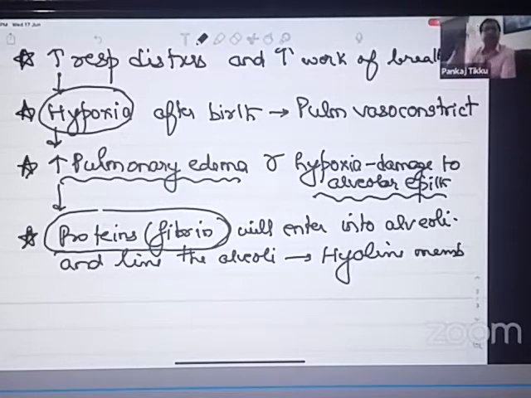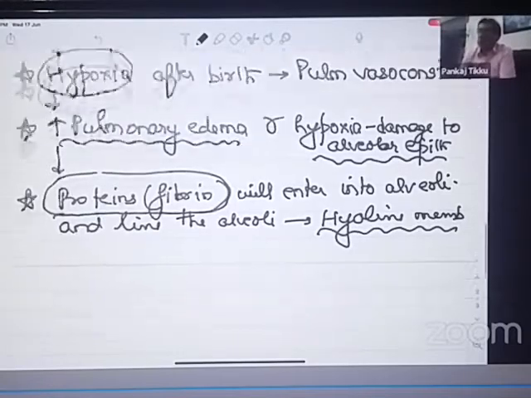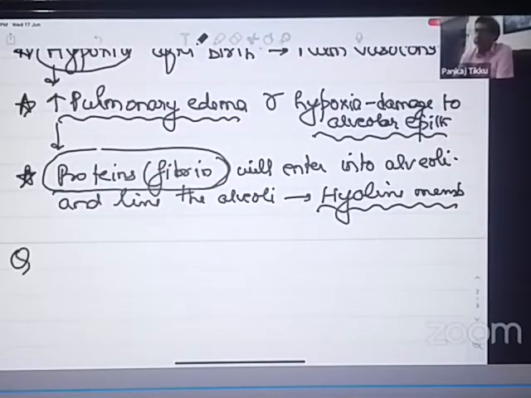So from the lung interstitium, these proteins such as fibrin will enter through the alveolar epithelium into the alveoli and will start lining the alveoli. And when you see this under the microscope, it appears as a hyaline membrane. That is why the name hyaline membrane disease. So this is again a question for your exams.